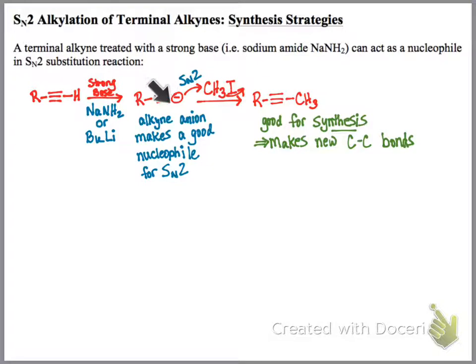So we can take it and then add a good electrophile like methyl iodide, which is really good for SN2 reactions. The carbon is going to be the nucleophile. It's going to attack the methyl iodide carbon and make a new bond and kick out the iodide. And so now we have made a new bond between the triple bond and the methyl from methyl iodide. So this is a new bond here. It's good for synthesis because it makes new carbon-carbon bonds, which are one of the hardest things to do in synthesis.